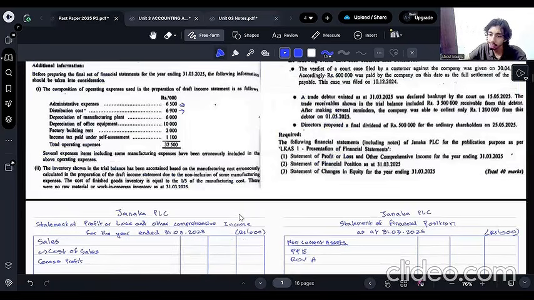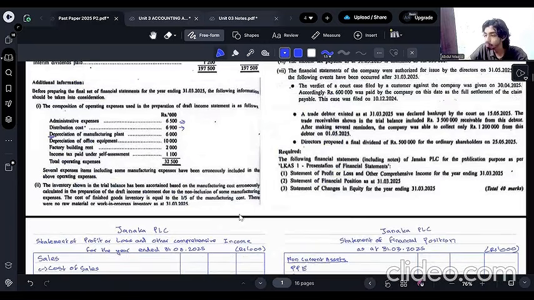Depreciation of manufacturing plant. Now, the depreciation of manufacturing plant should go to the manufacturing account, right? It should go to the manufacturing account, not to the expense analysis sheet. It is not an admin expense or distribution expense. It is a manufacturing, a production overhead. Okay, we'll come to that part. Now see here, I'll tell you all what to do then.